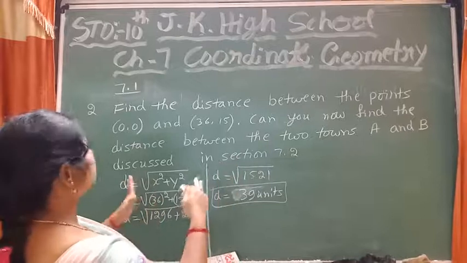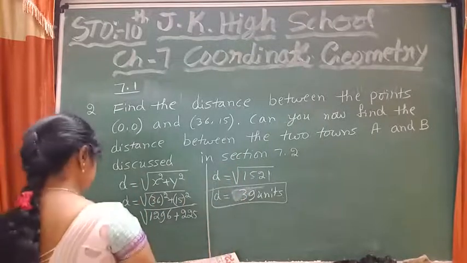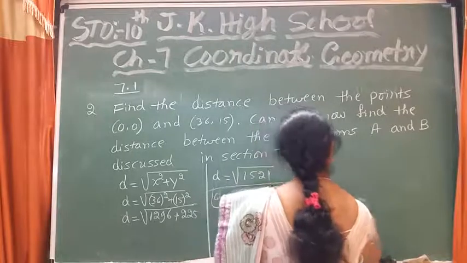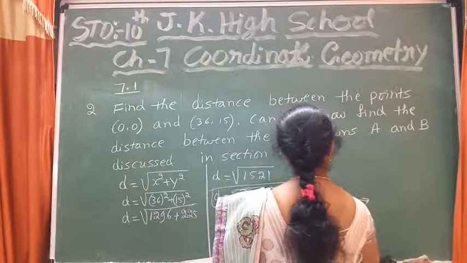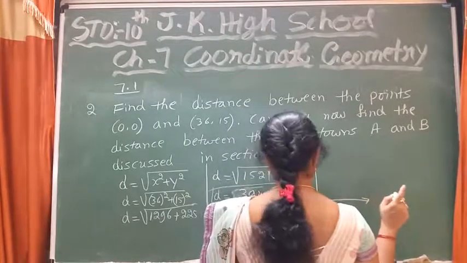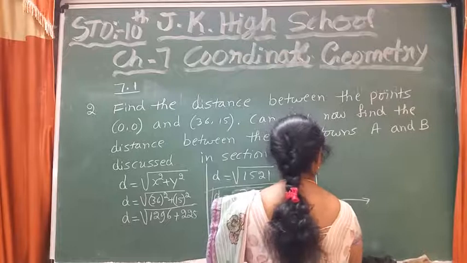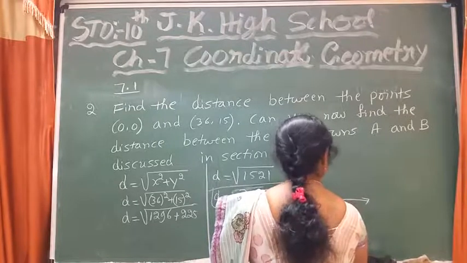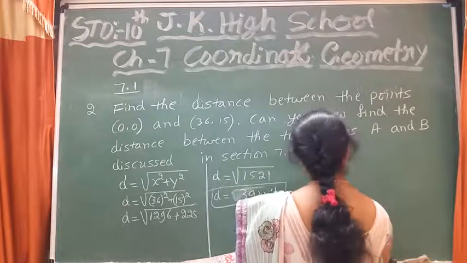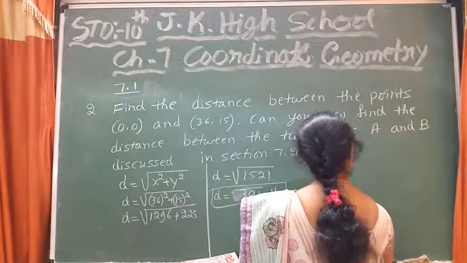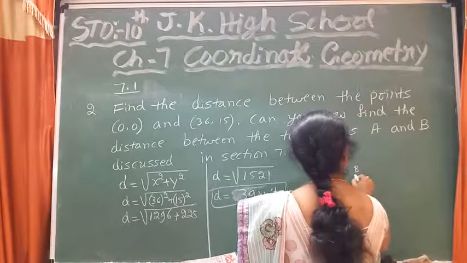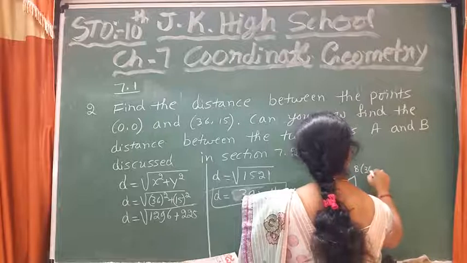And next, can you now find the distance between the two towns A and B discussed in section 7.2? In 7.2 they gave a diagram. Town B is located 36 kilometers east. From this origin, east means this side. So from here to here it is 36 kilometers east, and then from here to here it is 15 kilometers north. And the B town is here, so the coordinate of this point becomes 36, 15.